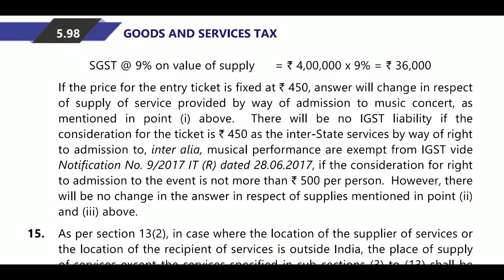But that point will change: there will be no IGST liability if the consideration for the ticket is 450, as interstate supplies by way of right to admission to a musical performance are exempted from IGST vide notification if the consideration for the right to admission to the event is not more than 500 rupees per person. If the ticket price is not more than 500, that amount will not be chargeable to GST. However, the second and third points will be taxable, that is singer to Supriya and Supriya to hotel; that will be normally taxable.